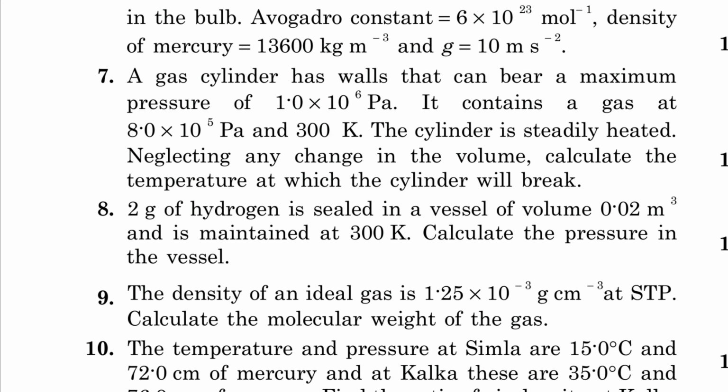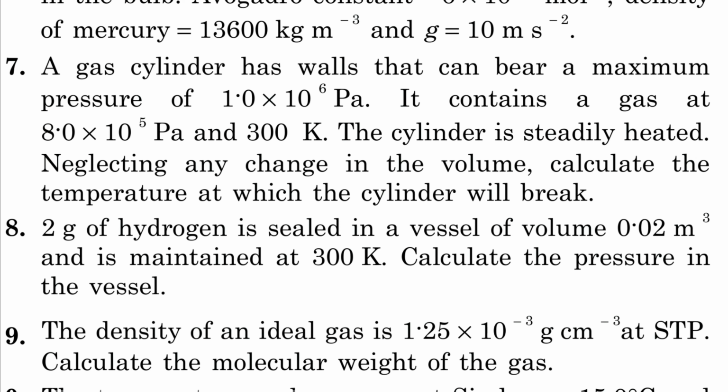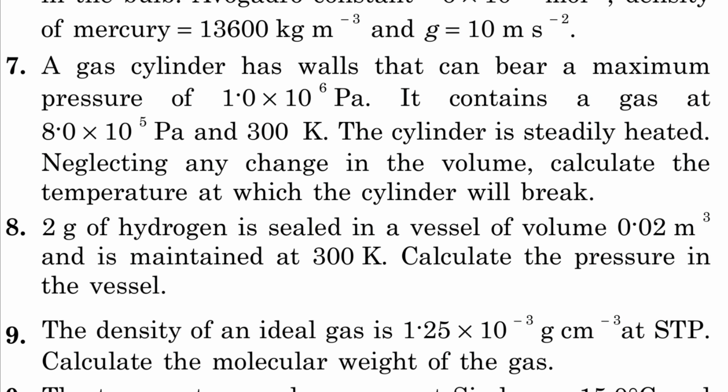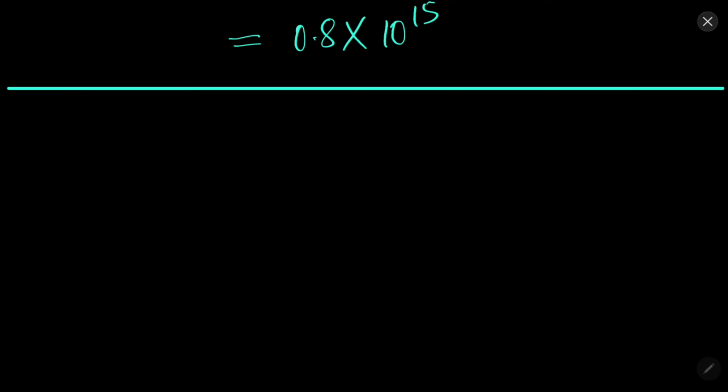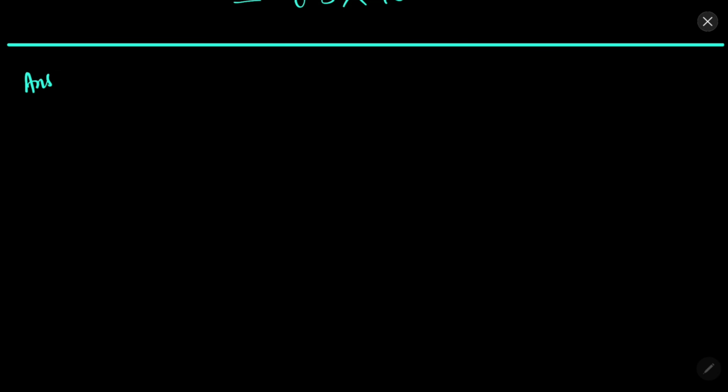Seventh question: a gas cylinder has walls that can bear a maximum pressure of 1 into 10 to the power 6 pascals. It contains a gas at 8 into 10 to the power 5 pascal and 300 Kelvin. The cylinder is steadily, gradually heated. Neglecting any change in volume, we need to find the temperature at which the cylinder will break. Obviously, if the volume does not change, ultimately because of the increasing pressure the cylinder will break.